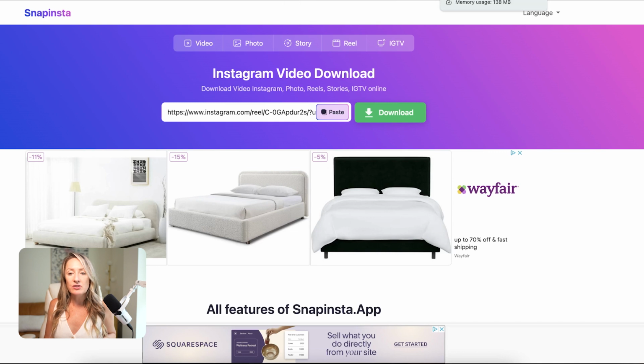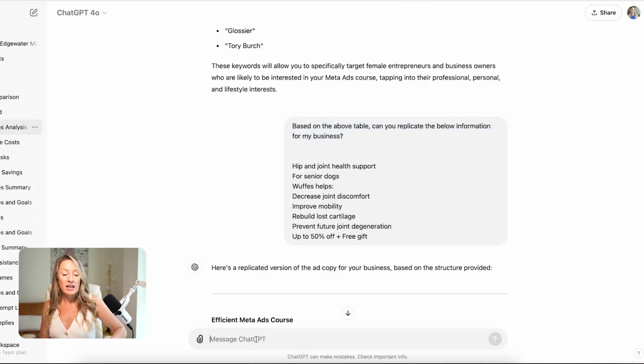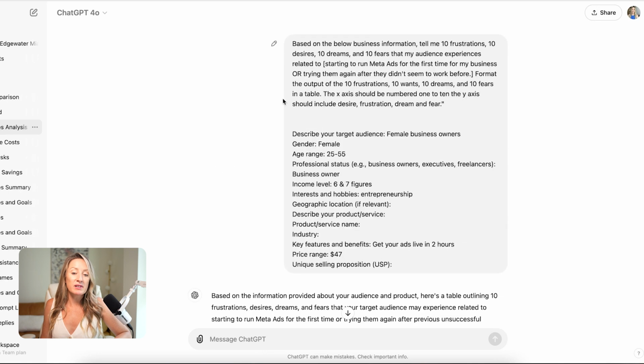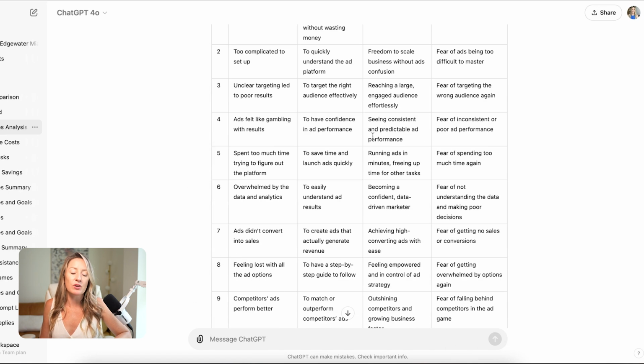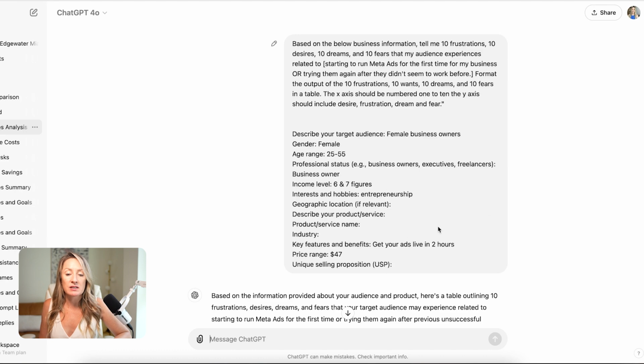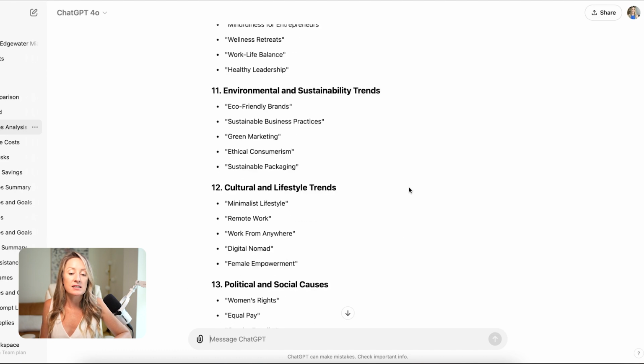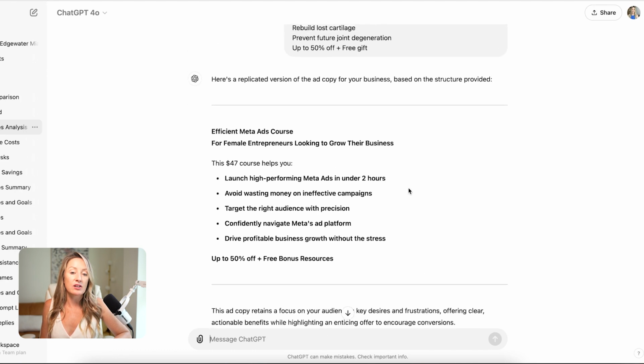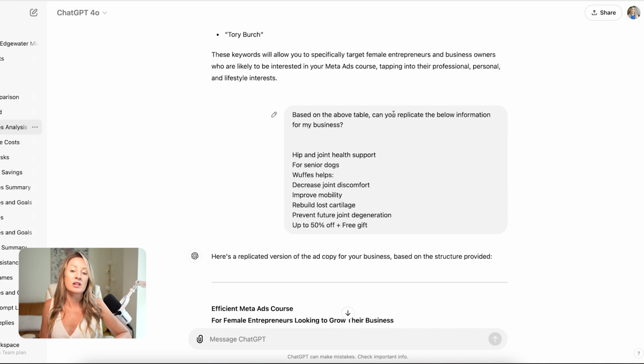And once you get that transcript, you can paste it into ChatGPT and just say, based on the above information about my business, which you don't even have to do if you don't want, but I'll include it in the show notes if you want it. You can just give ChatGPT some basic information about your business and your product, and then you can say, based on the above information, can you replicate the below script for my business? And then you paste the script in, and it will create you something that's pretty good.